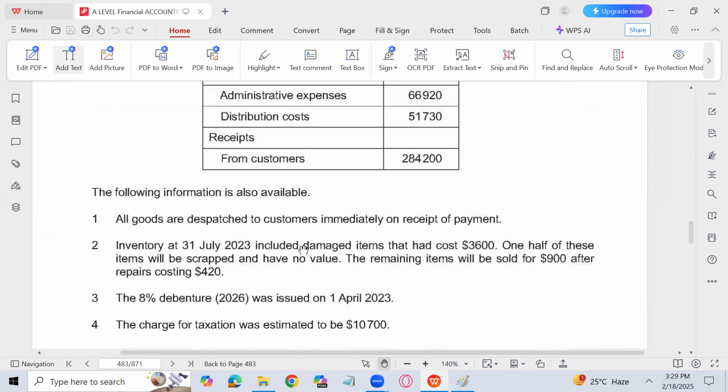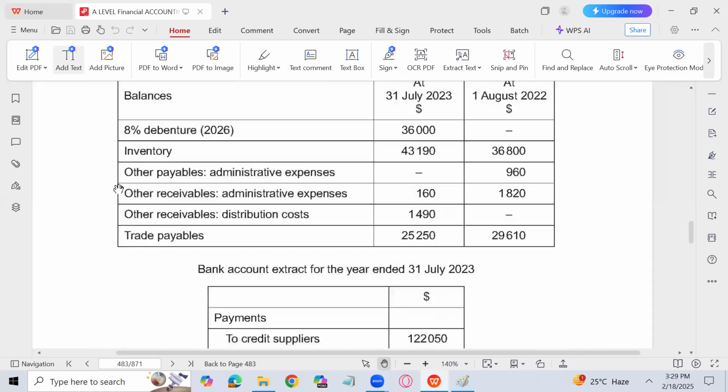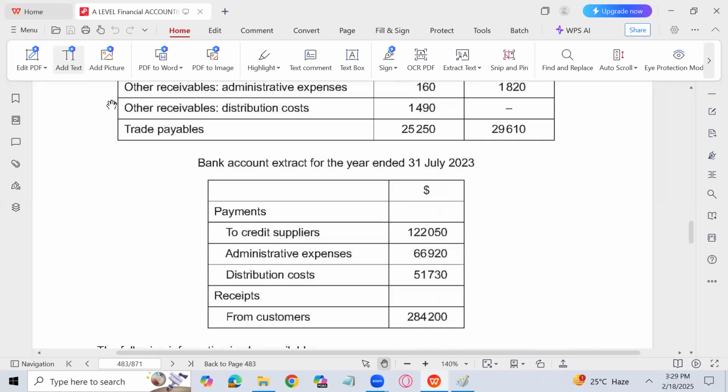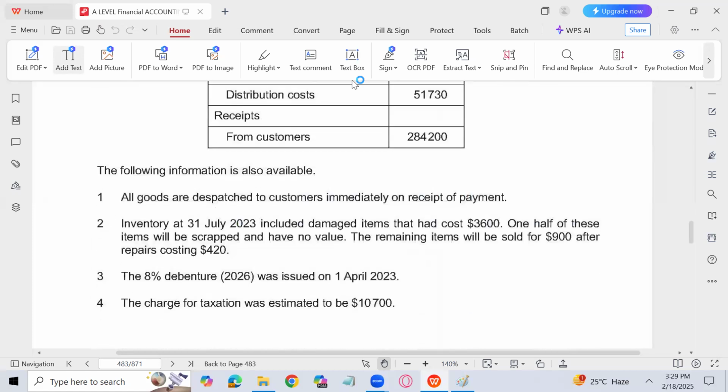Inventory at 31st July included damaged items that cost 3,600. One half of these items will be scrapped and have no value. The remaining items will be sold for 900 after a repairing cost of 420. So inventory included damaged items which had cost 3,600. What is the value of closing inventory? 43,190. Okay, let's do that part first. 43,190 is the closing inventory.